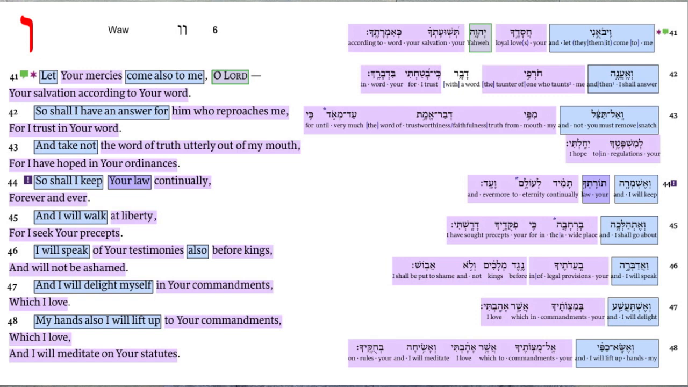And I will walk at liberty, for I seek your precepts. I will speak of your testimonies also before kings, and I will not be ashamed. And I will delight myself in your commandments, which I love. My hands also will I lift up to your commandments, which I love, and I will meditate upon your statutes."